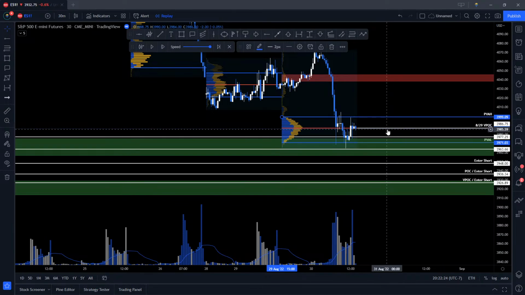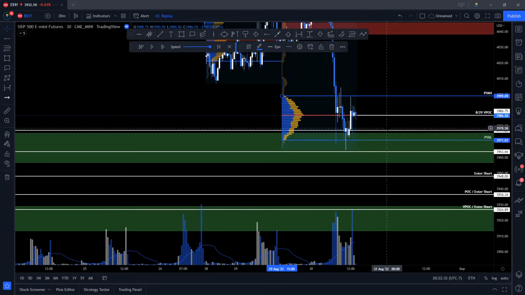And if I don't get a bounce at the POC, then I'll try to play it to the far side, which, I have levels here where I would be expecting bounces to happen as well. Like this white line, I'm expecting a bounce there. This green zone, I'm expecting a bounce in there as well.